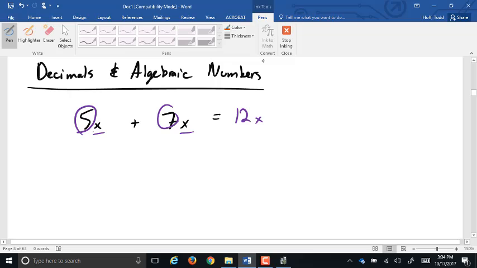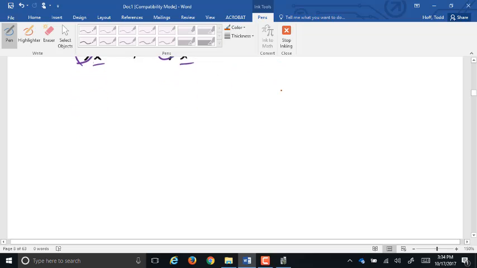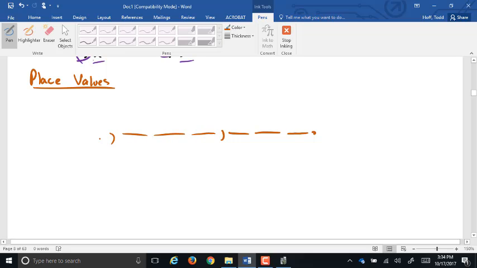I want to take a little bit of time before we get too far into looking at those operations more. And I want to talk about the structure of our algebraic numbers. To do that, I want to review our place values for our integers and whole numbers. So if you recall our place values, this is the ones, the tens, the hundreds, the 1,000s, 10,000s, and so on.